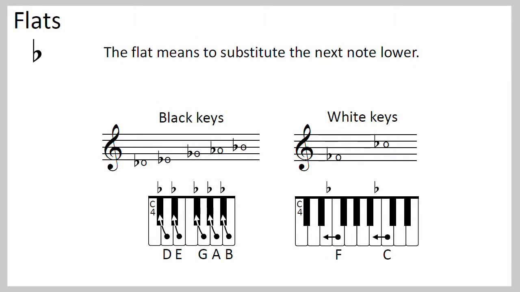The next accidental is the flat. The flat means the opposite of the sharp. A flat written on a line or space in front of a note means to substitute the next key lower instead of the key written. There are 2 white key flats, C flat and F flat.